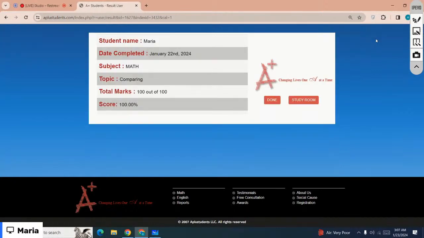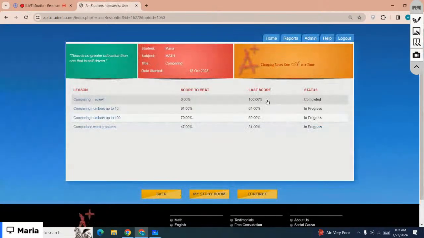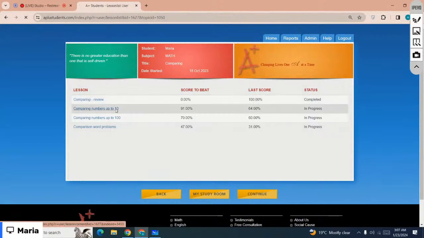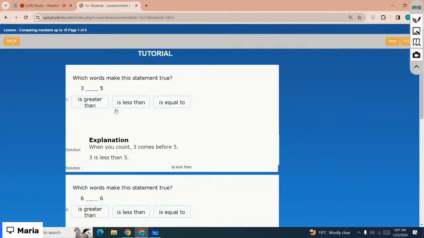Okay, we are done with the lesson. Let's start with the next lesson. The next lesson is comparing numbers up to 10. We're going to learn how to compare numbers up to 10. So let's start with the first example.